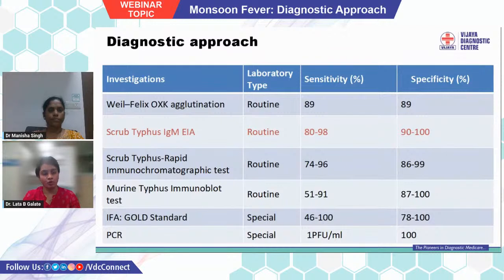For the diagnostic approach to scrub typhus, one can advise this battery of investigations. The most routinely prescribed one is the Weil-Felix agglutination test, which has a sensitivity and specificity of 89%. One can also advise the rapid immunochromatographic test, which has a sensitivity of 96% at max and 99% specificity at max. The most confirmatory and suggested test, scrub typhus IgM enzyme immunoassay, is the advisable test. We have a gold standard test also, like PCR, which has a specificity of 100%.